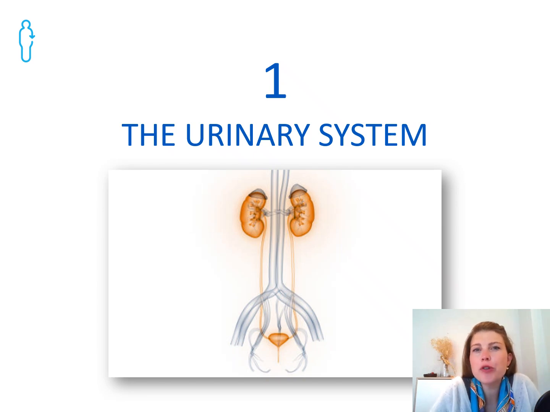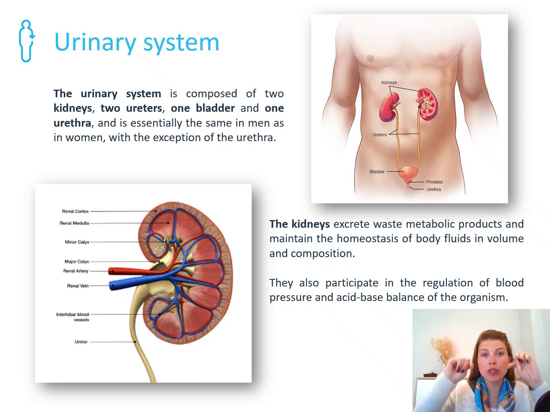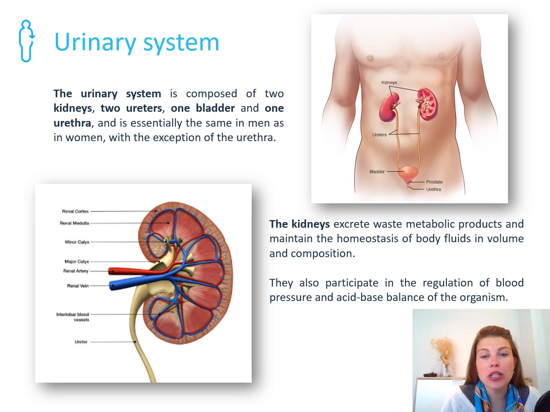Let's begin with the first part of this training, the urinary system. The urinary system is composed of two kidneys, two ureters that come from the kidneys to the bladder, and one urethra that will lead the urine from the bladder to the exterior. It is essentially the same in men as in women, with the exception of the urethra, which is a little bit shorter in women.